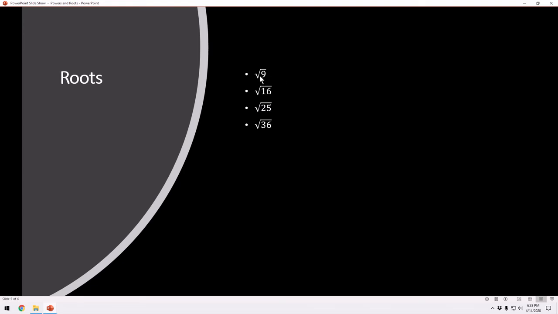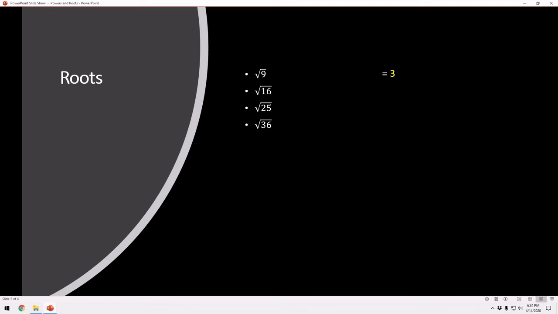The square root of 9, my friends. To find out what the square root of 9 is, we need to find a number that, if we multiply it times itself, is going to be equal to 9. In this case, that number is 3. If we multiply the number 3 times itself, it is equal to 9. Therefore, 3 is the square root of 9.